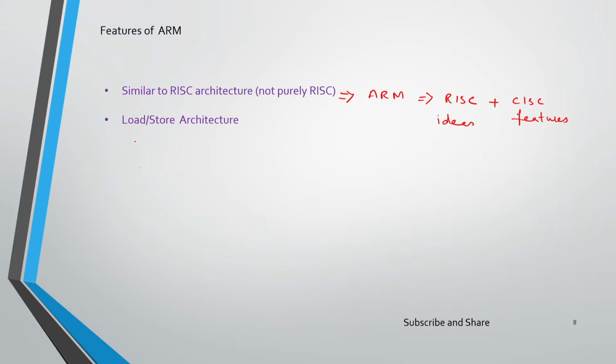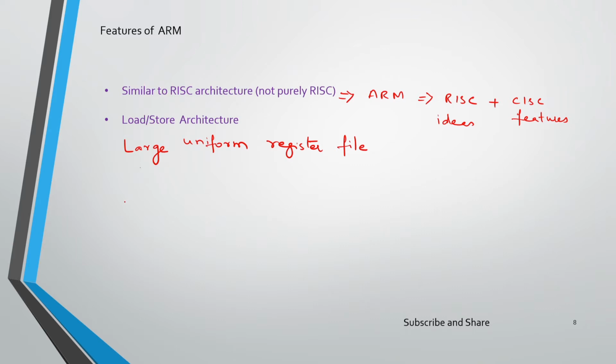Next, load and store architecture. The implementation of load and store architecture is possible by having a large uniform register file. It is nothing but having a large number of registers.